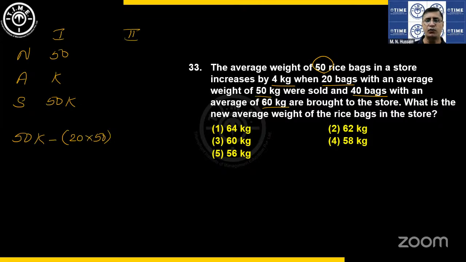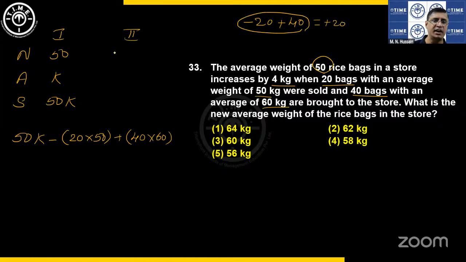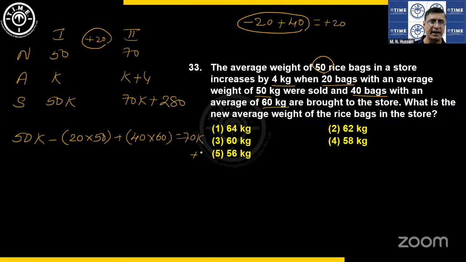Then what happened here? 40 bags of 60 kgs are bought. So 40 bags bought with 60 kgs, 40 bags. What is the result? The average increases by 4 kgs. So 20 sold, 40 bought means additionally 20 were added. So 20 plus 50, that is 70, average increases by 4. Now the sum will become 70K plus 280.